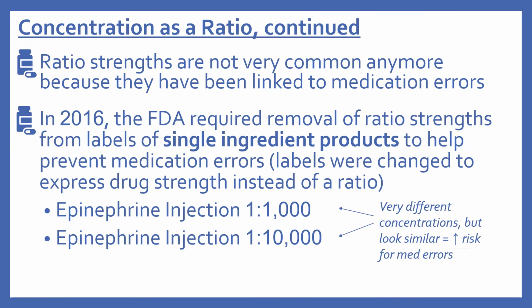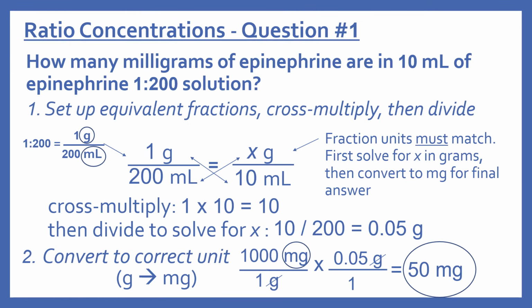So one of those products that was affected was epinephrine injection. It comes in a 1 to 1,000 strength, and it also comes in a 1 to 10,000 strength. So you can see how those are very similar. Just a 0 is all that makes a difference, and they're very different concentrations, but because they look similar, that can increase the risk for medication errors. So these ratio strengths aren't as common, but they still are used somewhat. So we'll look at a couple questions with those.